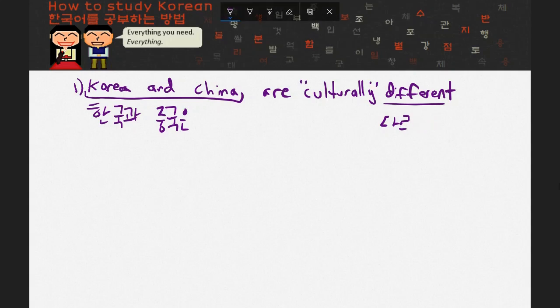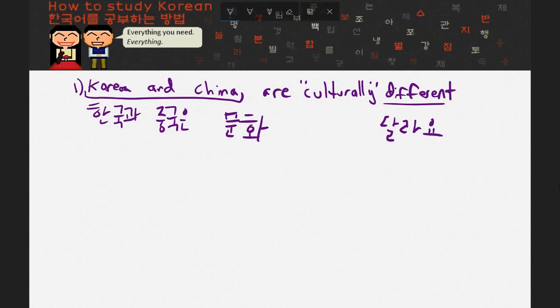I'm going to just erase this because I usually conjugate my final verbs and adjectives using the informal high respect form. And if you remember your irregulars from lesson 7, you should remember that it's 달라요. Now again, this still says Korea and China are different. It doesn't say anything about them being culturally different. In lesson 16, you learned that the word for culture is 문화. So I can put that to start, but that's nothing yet.